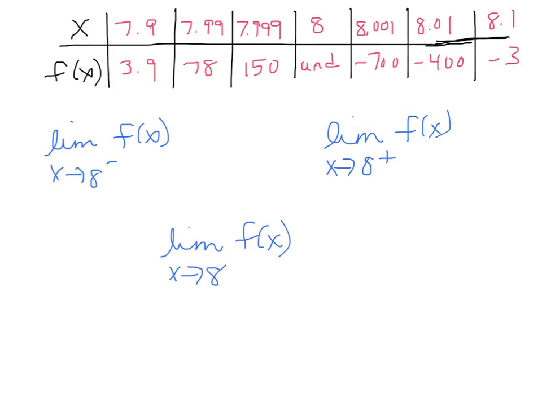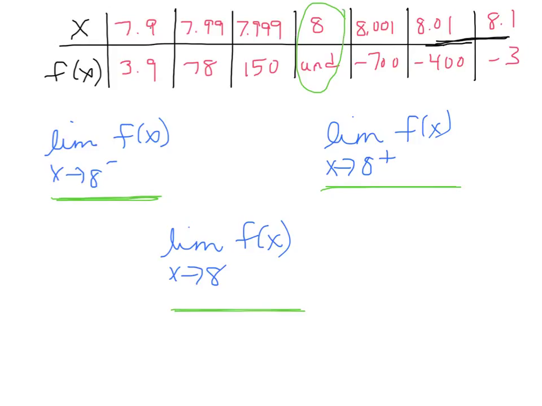Okay, now we've got one more table. And I want to know what's happening as I approach 8 from the left and the right. Again, as I look at my limit expression, if the limit when I approach 8 from the left-hand side is the same value as the limit when I approach 8 from the right-hand side, then the limit at 8 will be that same number.